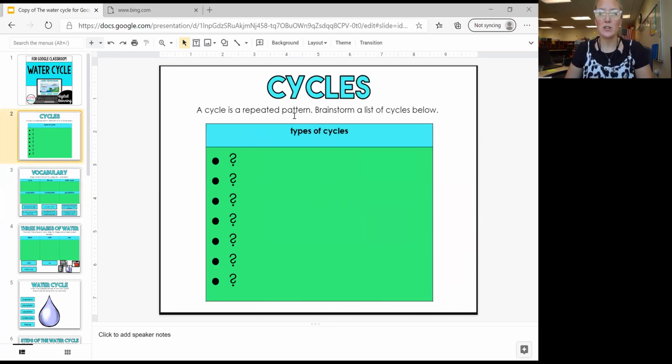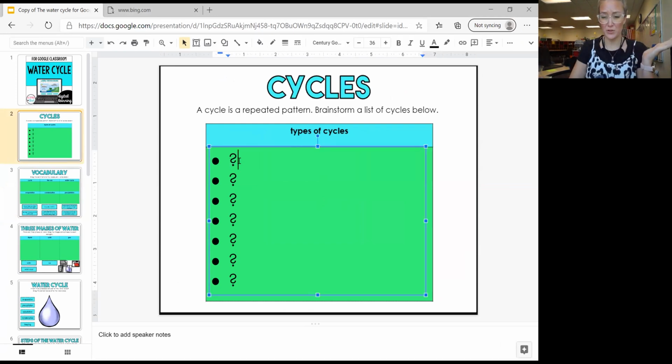Now, first we're going to look at cycle, and I want you to think of what, maybe whenever you've heard the word cycle, maybe you've heard of bicycle.